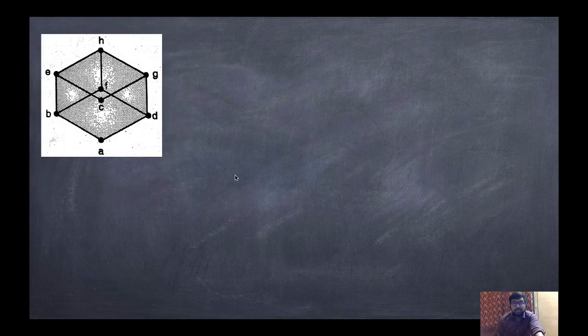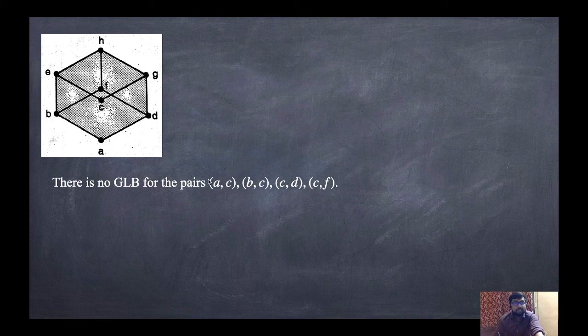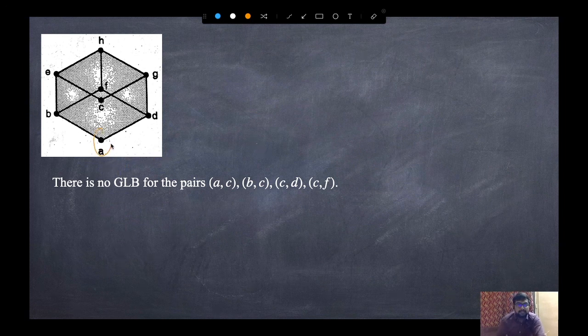Now the last one. This is the graph. Now this is the different one. Now see, there is no GLB for these pairs. Now let us discuss how. Now see, A and C. Just consider these points A and C. What will be the greatest lower bound of A and C? It has to be a lower bound. Now see, for a lower bound there has to be a relation from the lower points to the given set.